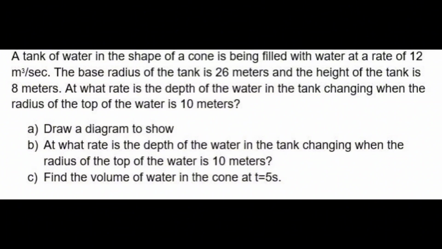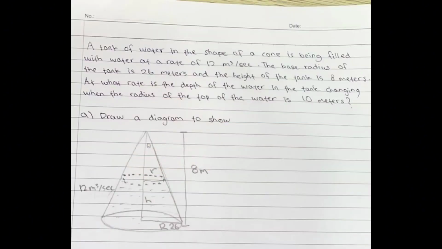A. Draw a diagram to show. B. At what rate is the depth of the water in the tank changing when the radius of the top of the water is 10 meter? C. Find the volume of water in the cone at t equals 5 seconds. So let's do the first question. The first question is to draw a diagram, and here is the answer for this question.